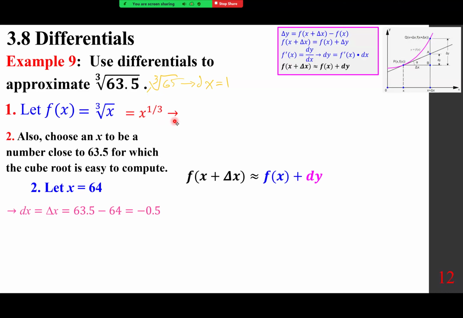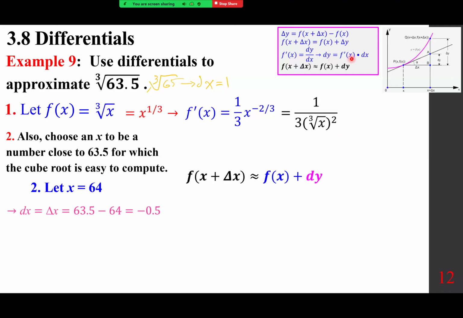F prime of x becomes 1/3 x to the power of 1/3 minus 1, or negative 2/3. This exponent is negative. You can take it down, make it x to the power of positive 2/3, and rewrite it as 1 over 3 cube root of x quantity squared. This is f prime of x.